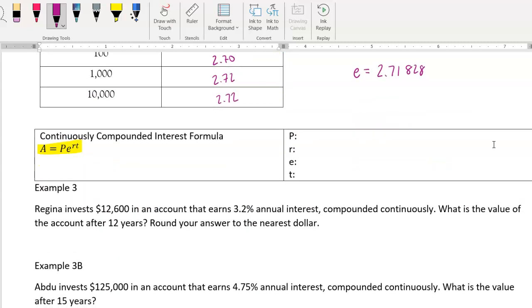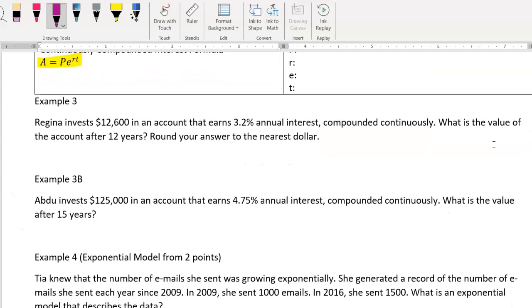Your principal is still your principal. The rate is still the rate as a decimal. e is just your number on your calculator, and t is your time if you want to write those values in. But it's no different from what we had on the front page. So let's just jump right into this.